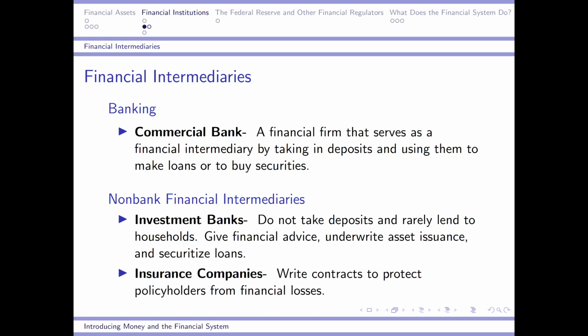However, there's an entire murky class that we don't commonly think of in financial markets called non-bank financial intermediaries. The most common and recognizable one are investment banks. These are completely different from commercial banks, and it's important to recognize the difference. When we talk about commercial banks, we're talking about US Bank, Bank of America, etc. Investment banks are the big boys, Morgan Stanley, Goldman Sachs, etc. Investment banks don't typically take in deposits, and they rarely deal with households at all. Their objectives are to give financial advice, underwrite asset issuance, and securitize loans.